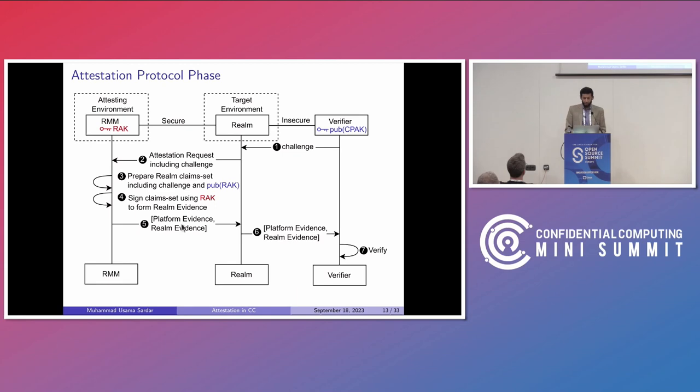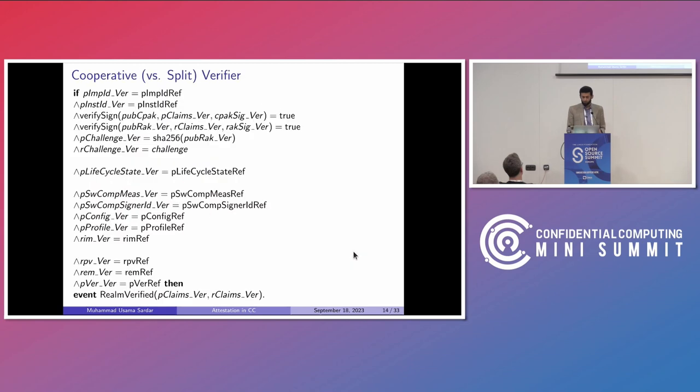And then both evidences, the platform evidence that it obtained in the first phase, the initialization phase, combined with the REN evidence, both bundled together, will be sent over to the REN to be forwarded to the verifier, and then the verifier will verify that. So this is the attestation protocol phase.